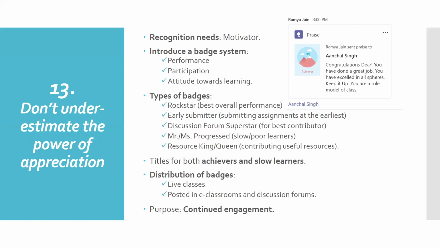In order to motivate students at the very outset of the course, you need to notify them regarding the types of badges they can earn during the course and what behavior or action or achievement can lead them towards receiving a badge. Here are some of the titles that can be given, like Rockstar for best overall performance, Early Submitter for submitting assignments at the earliest, Discussion Forum Superstar for the best contributor, Mr. or Miss Progressed for slow or poor learners who have progressed during the course, Resource King or Queen for contributing useful resources for the course, and so on.